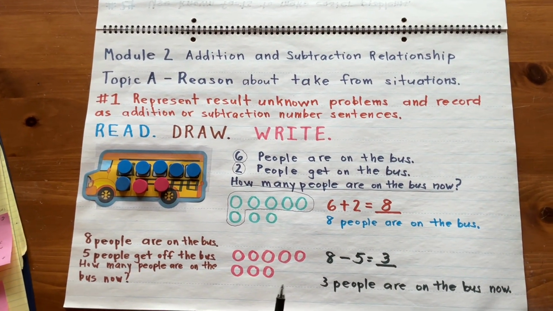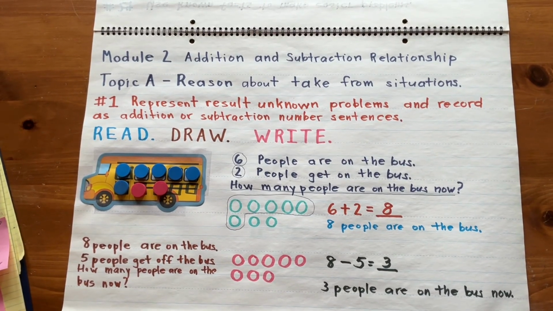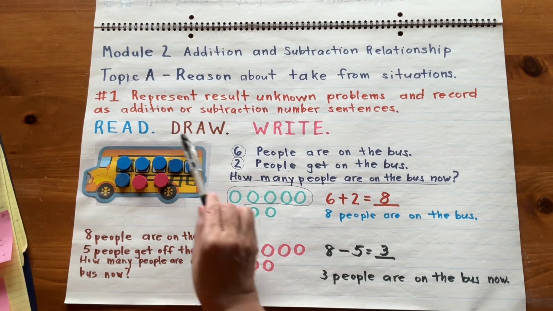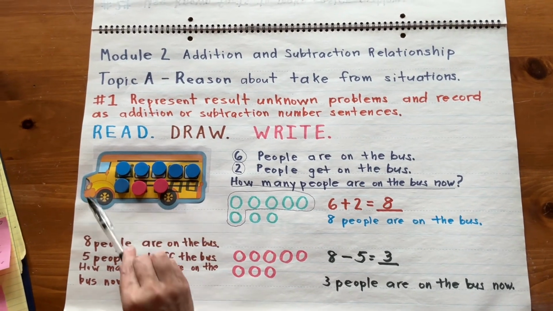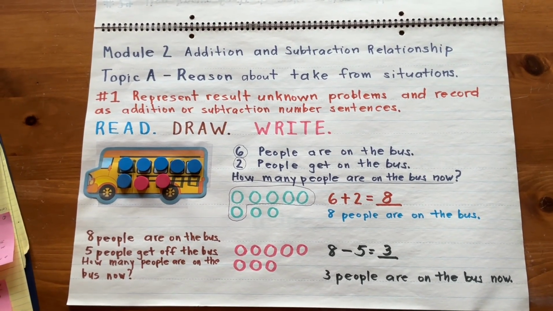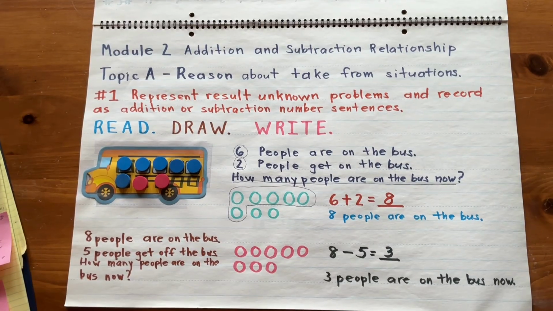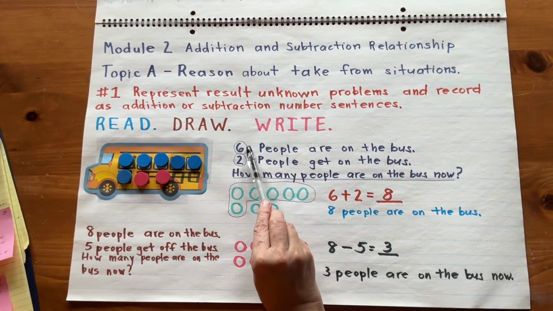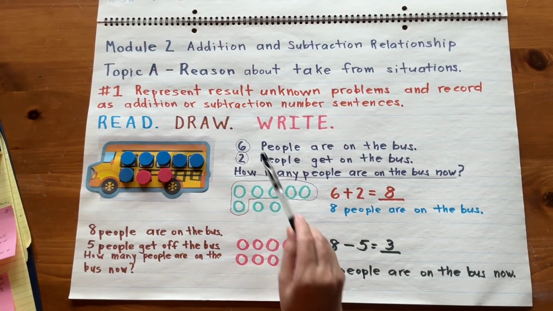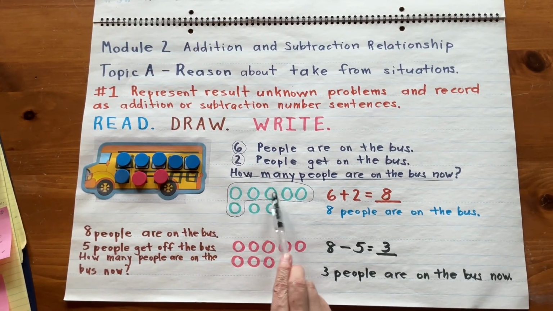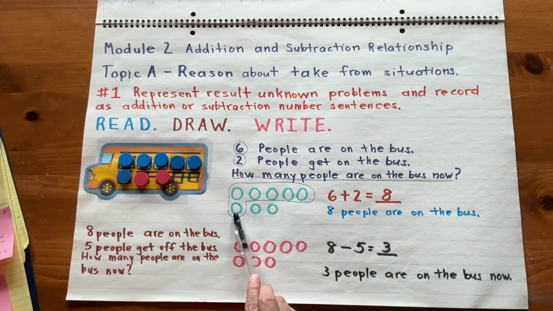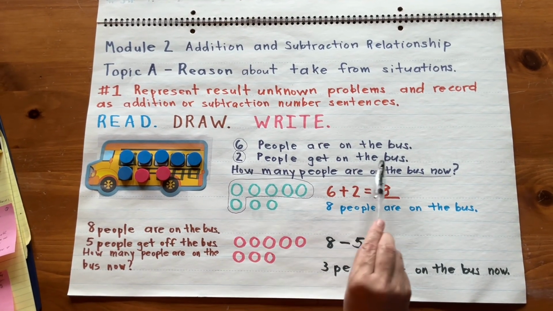Next thing they do is draw a picture to go with the word problem. I always have some type of illustration for them, or I might even draw the picture. So what is the first thing we need to do? We know there are 6 people who are on the bus. So they'll draw 6 circles. We do it the math way. 2 more people.